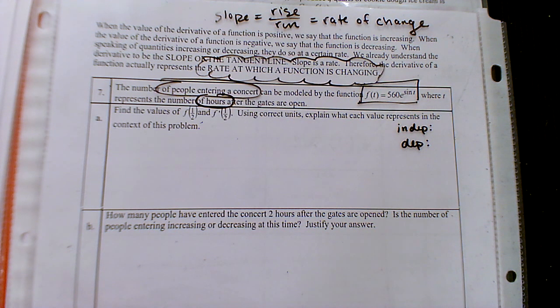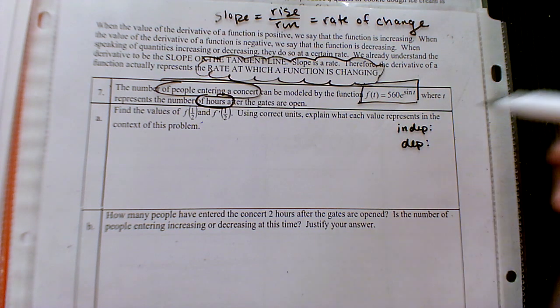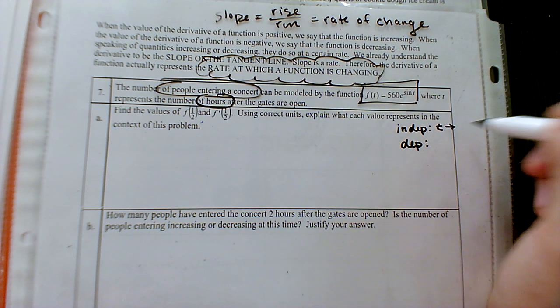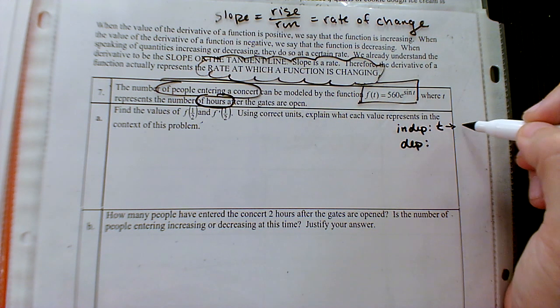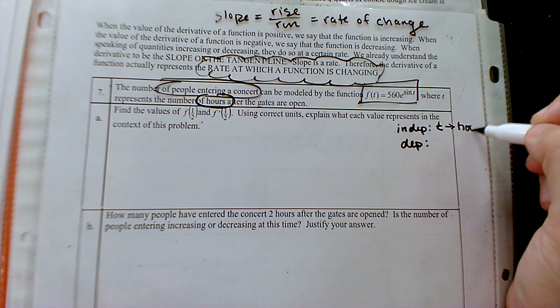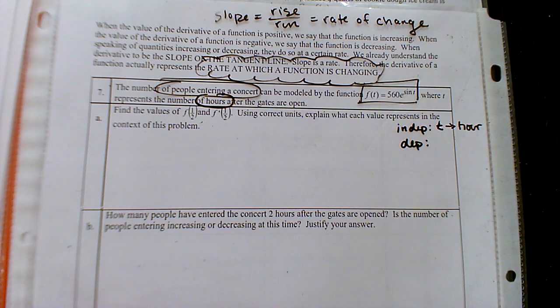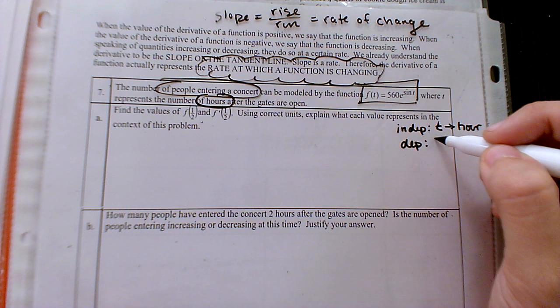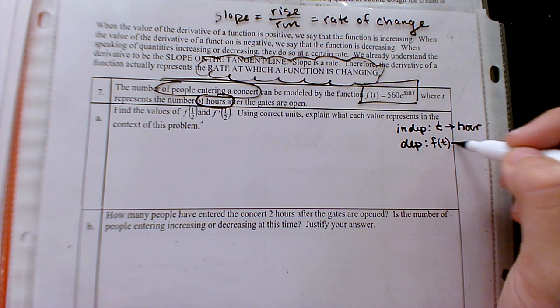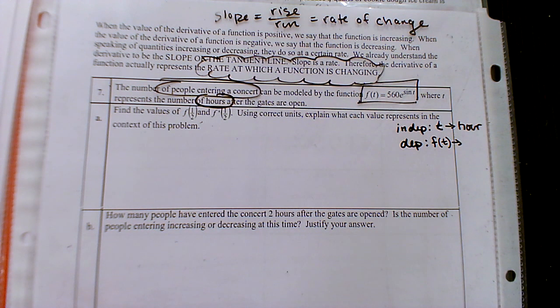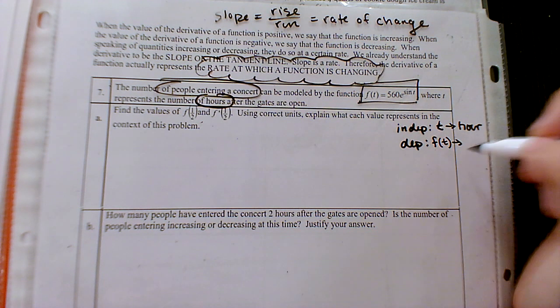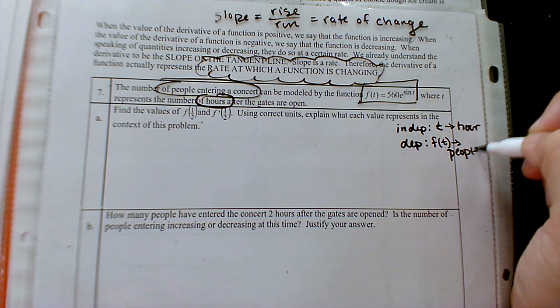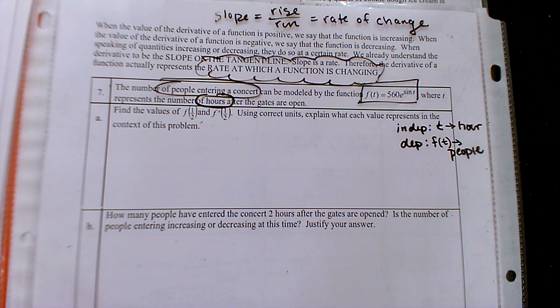What's acting as our x value for this function? T. And what does that t represent? It's your independent, and what's the unit? Time, which is specifically hours for this case. Okay, so t is representing hours. Your dependent, aka y, would be f of t, and what's the unit for that value, or that variable? People. There you go. Okay, remember, people entering is represented by that function. So this might come in handy later.